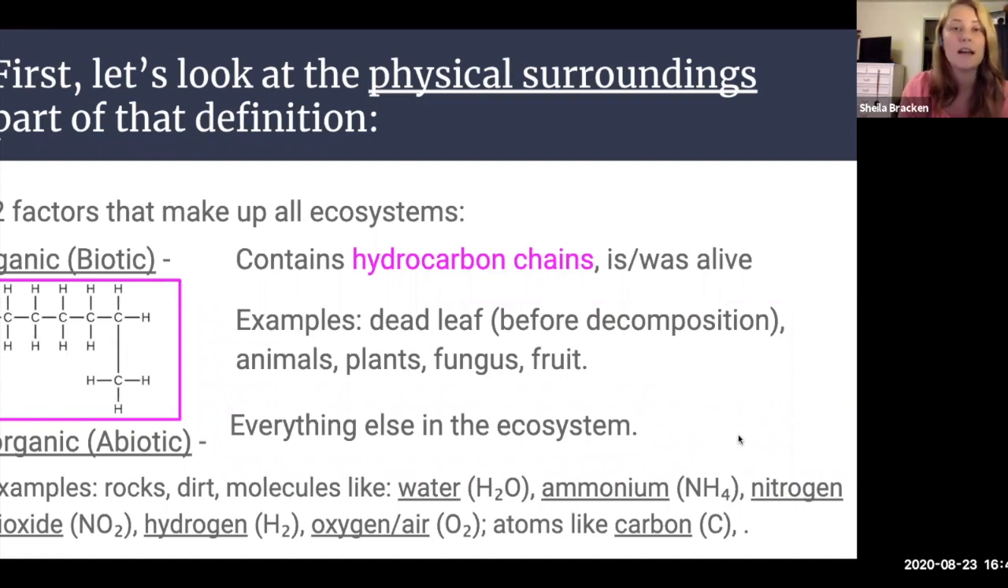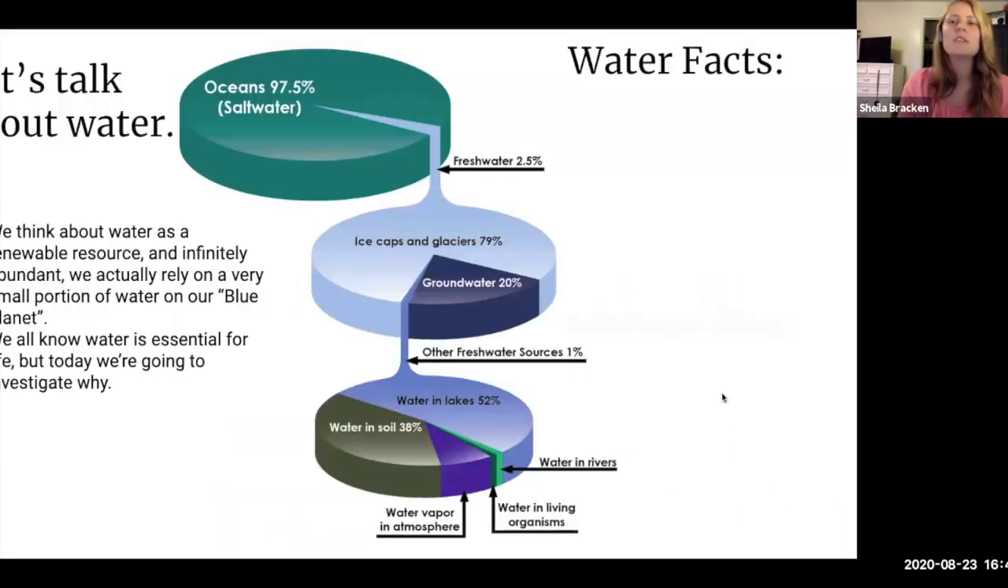These things are not alive. They are not made out of these hydrocarbon chains. So let's talk just a little bit about water. I know usually we think about water as a renewable resource and infinitely abundant, but we actually rely on a very small portion of water on our so-called blue planet, right? We all know water is essential for life, but today we're going to investigate why. Why is water so important for life?